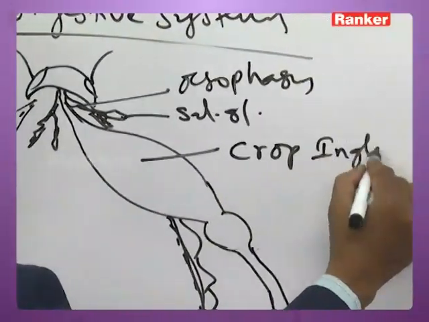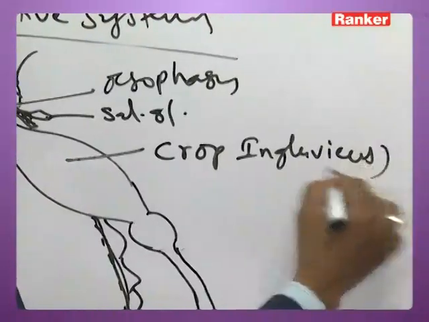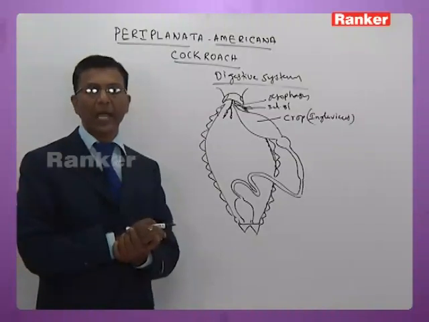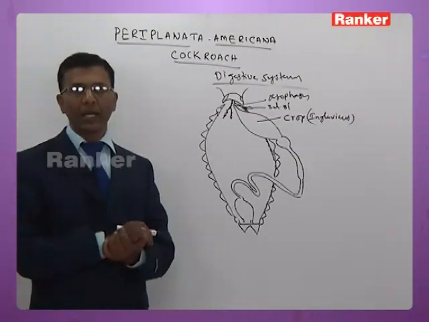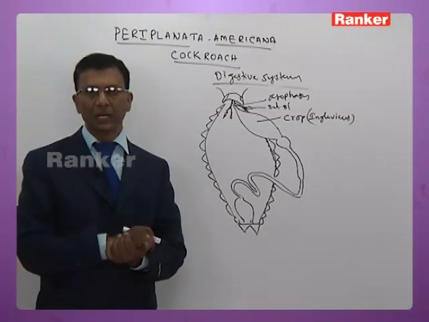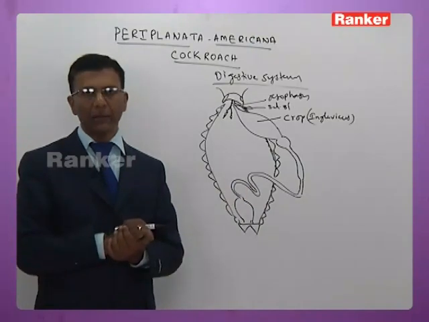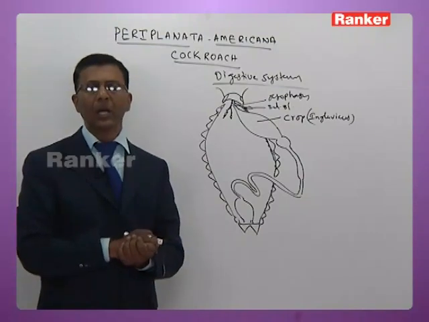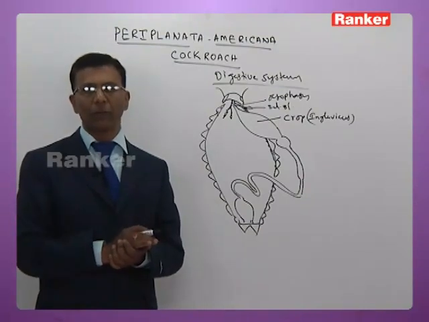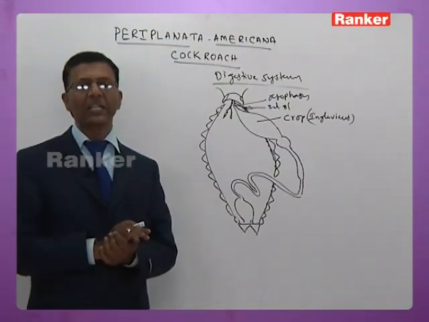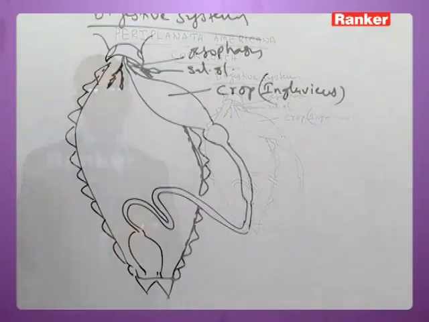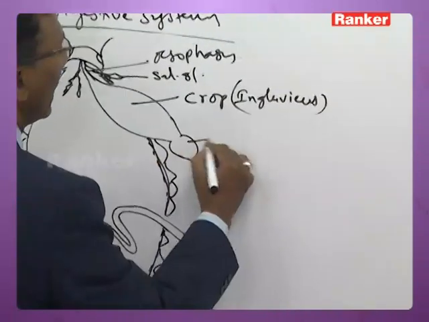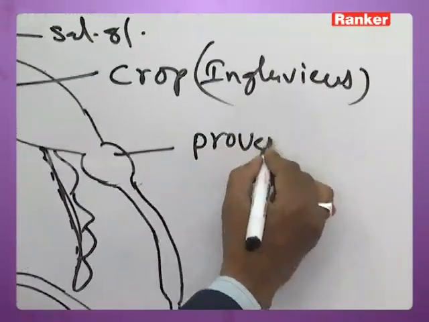Crop is also called ingluvius. The crop mainly acts as a storage chamber. It also facilitates digestion by borrowing enzymes of the midgut. By itself it cannot secrete any enzymes because it is internally lined by cuticle. Now crop is followed by proventriculus or gizzard.